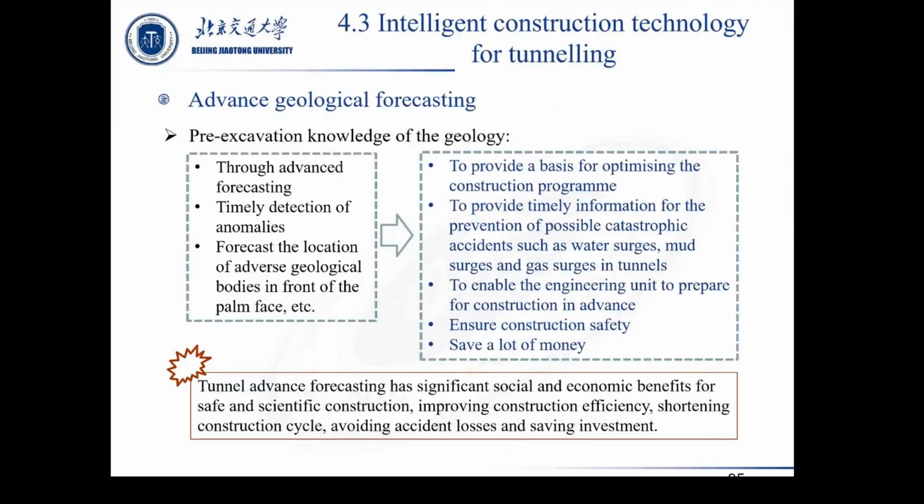The understanding of the geological situation before excavation is of great importance to the construction of tunnels. Through advanced forecast, the location of the geological body in front of the face, its protection and the integrity of each surrounding rock structure, and the possibility of water contact can be detected in time, providing a basis for the correct choice of the excavation section.